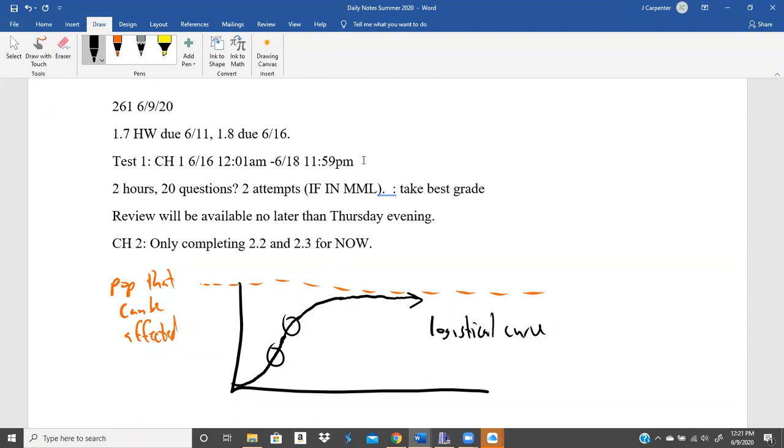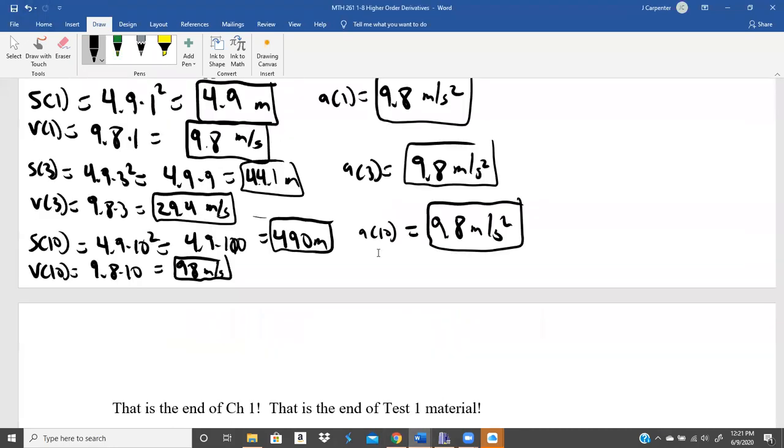Okay, so with that being said, let's move on to 2.2. Give me a minute to just do this. Hopefully it doesn't crash.